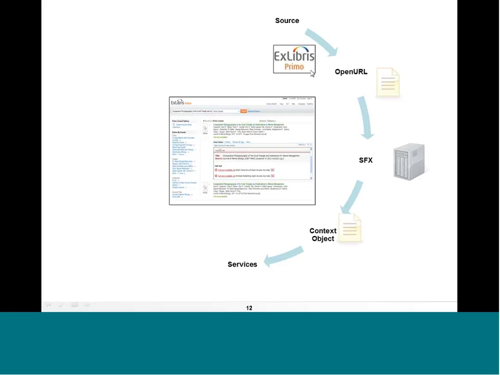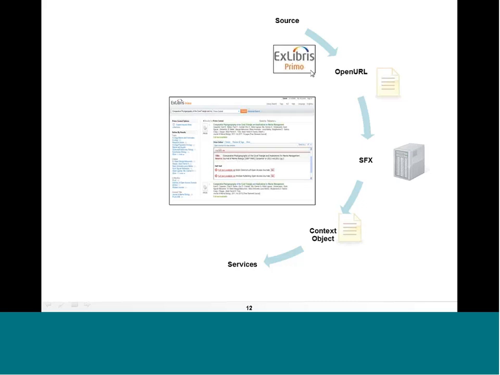So for example, the context object might include the ISSN of the journal that the article was published in. It uses the ISSN to see if your library subscribes to any database providers that carry the journal, and also whether full text is available for it, abstracts, perhaps library holdings, and so on. Any options that it can display to the user in the SFX menu.